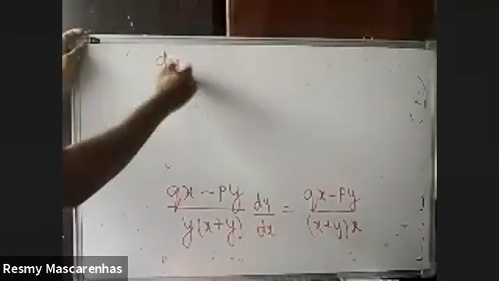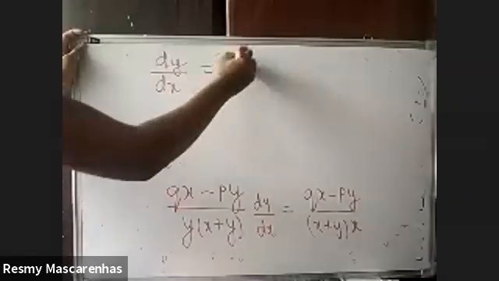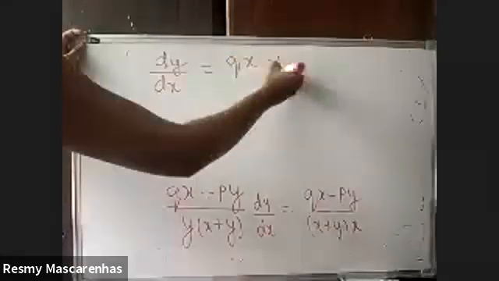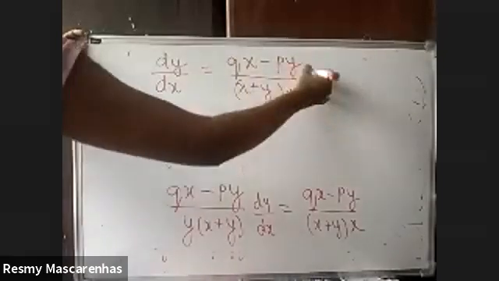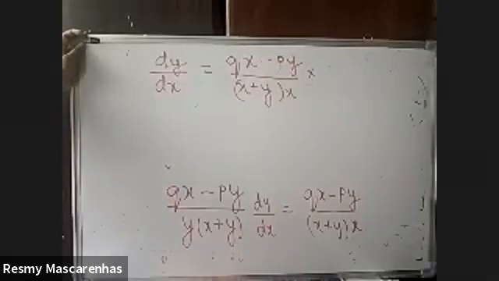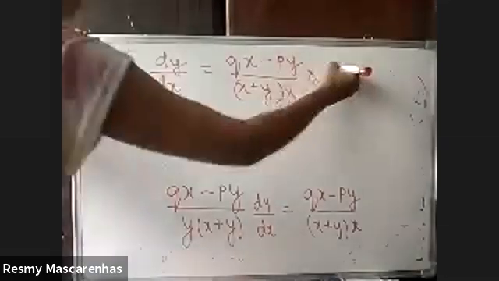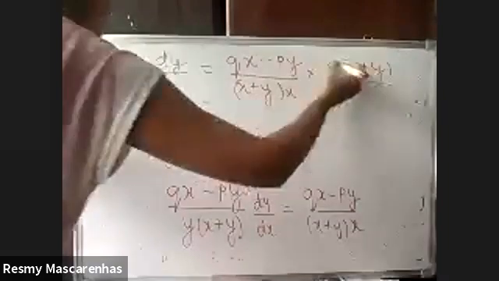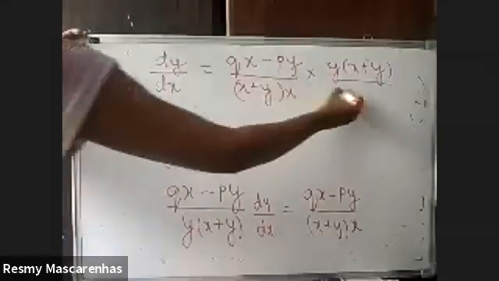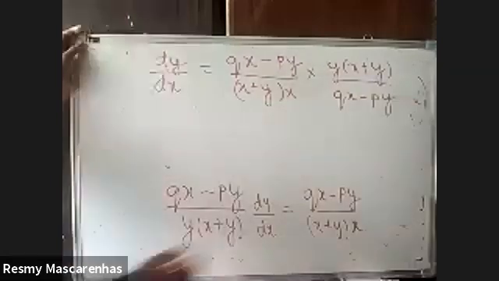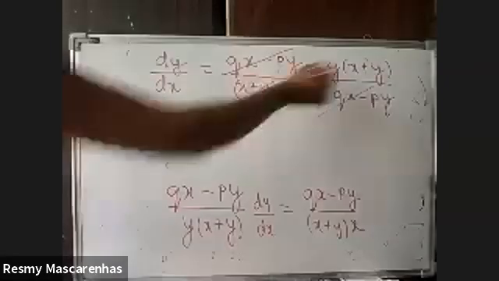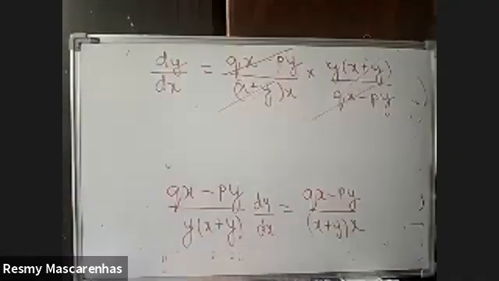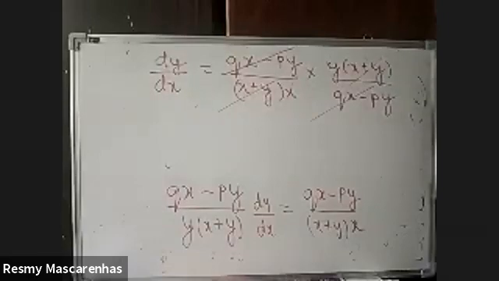So dy by dx will be qx minus py into, this will go up. So this will be y into x plus y upon qx minus py. So what all terms will get cancelled? These two, x plus y will cancel. So only what will be left is y upon x.